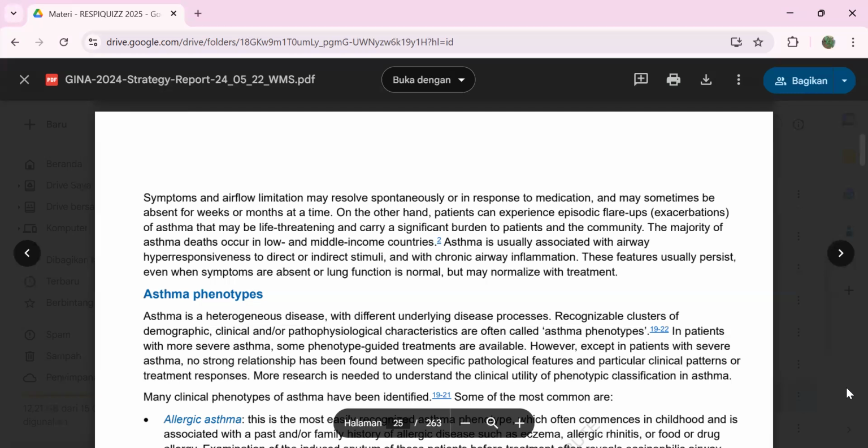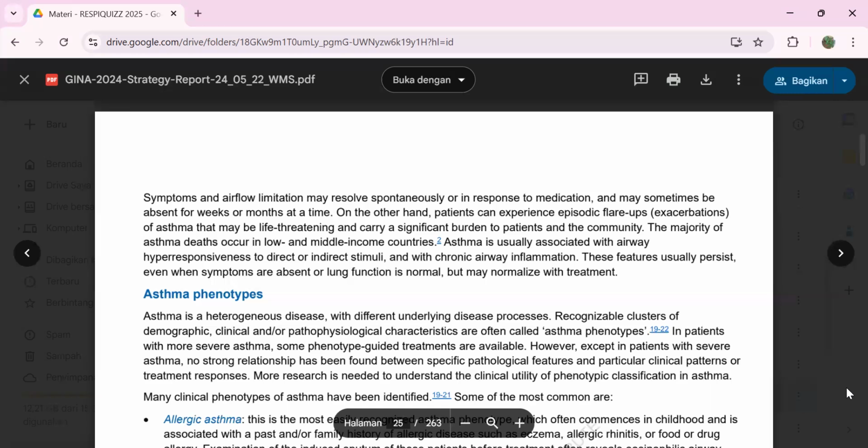On the other hand, patients can experience episodic flare-ups or exacerbations of asthma that may be life-threatening and carry a significant burden to patients and the community. The majority of asthma deaths occur in low and middle income countries. Asthma is usually associated with airway hyperresponsiveness to direct or indirect stimuli and with chronic airway inflammation. These features usually persist even when symptoms are absent or lung function is normal, but may normalize with treatment.